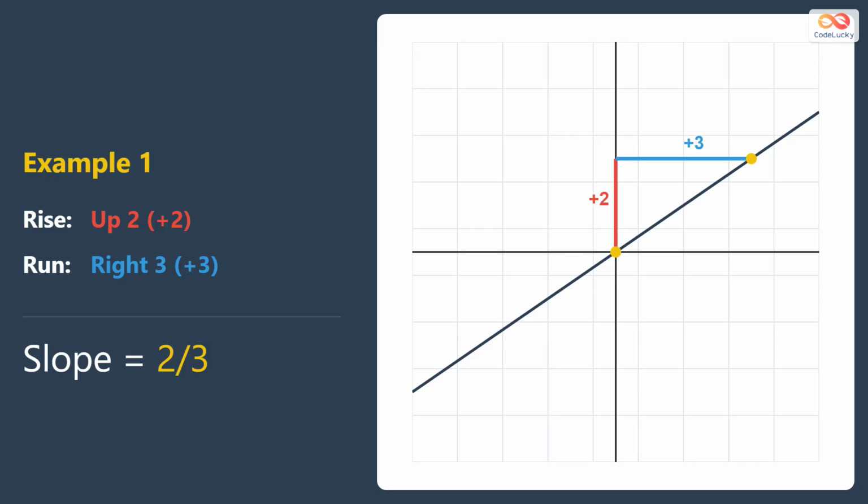Let's look at a specific example. Here is a line going up. I pick a point at the bottom left and another at the top right. Starting from the left, I count up 2 squares, so my rise is positive 2. Then, I count right 3 squares, so my run is positive 3. The slope is the rise divided by the run, which gives us the fraction 2 over 3.